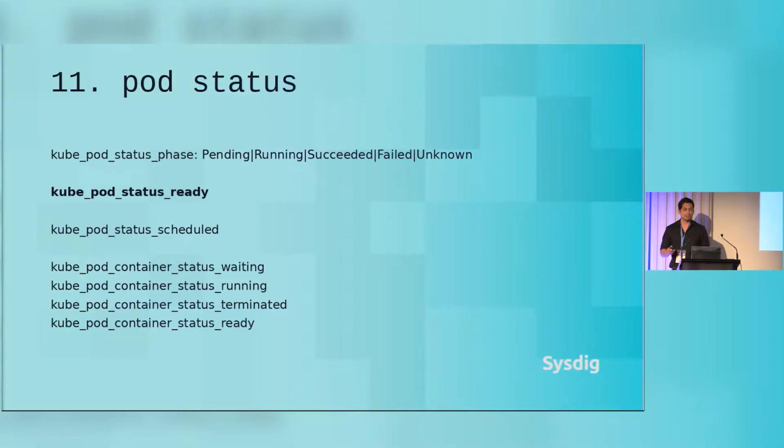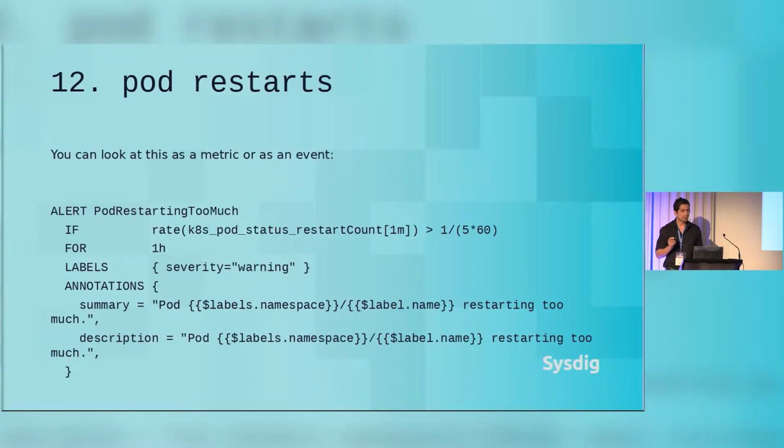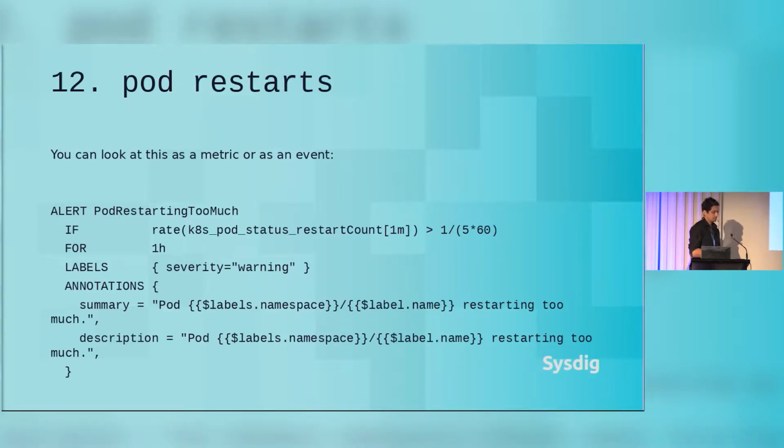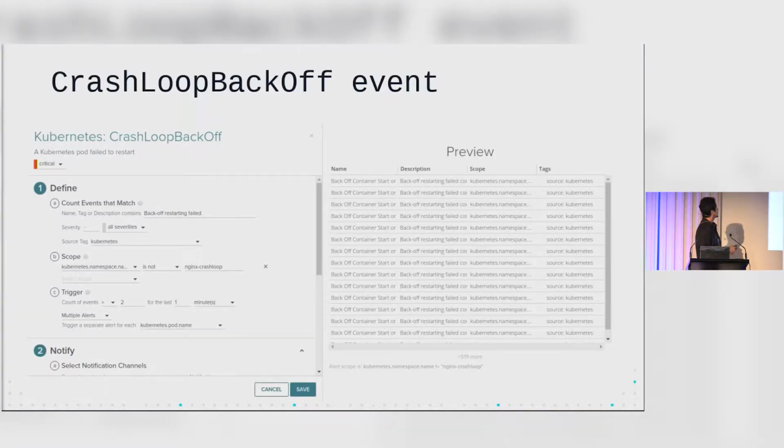And this is where we come to number 11, pod status. So we want to monitor if your pods are ready, waiting, running, or terminated. Probably you have seen this before. Pod restarts: if I use Prometheus Alertmanager, this will tell me when there's a problem, when I actually restart a pod. You can do that, or you can do this with Sysdig.